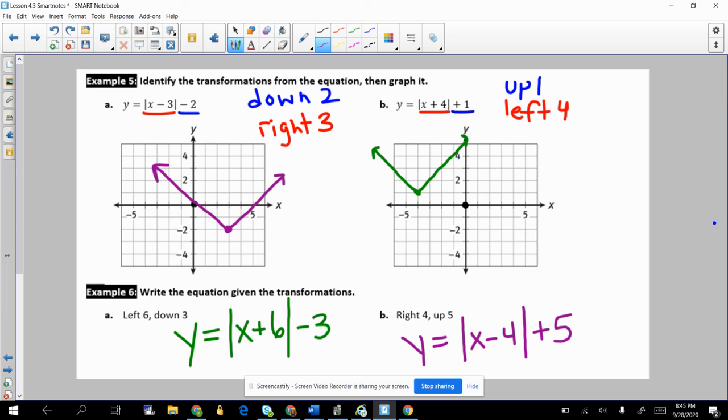Okay, so that's it for today. The only transformations we talked about are your vertical and your horizontal shifts, and vertical are going to move your absolute value parent function up or down, and horizontal are going to move it left or right.